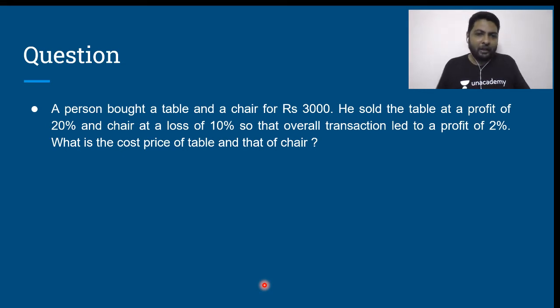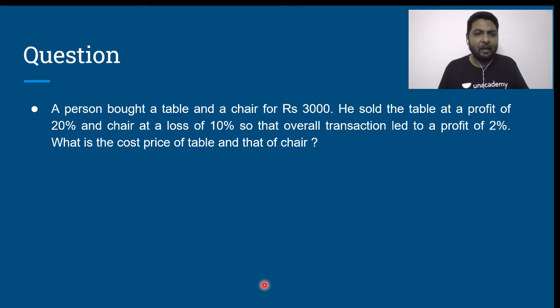A person bought a table and a chair for rupees 3,000. He sold the table at a profit of 20% and chair at a loss of 10%. So that overall transaction led to a profit of 2%. What is the cost price of table and that of chair?